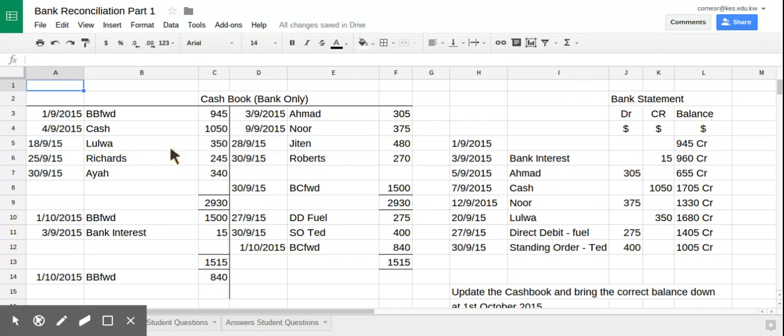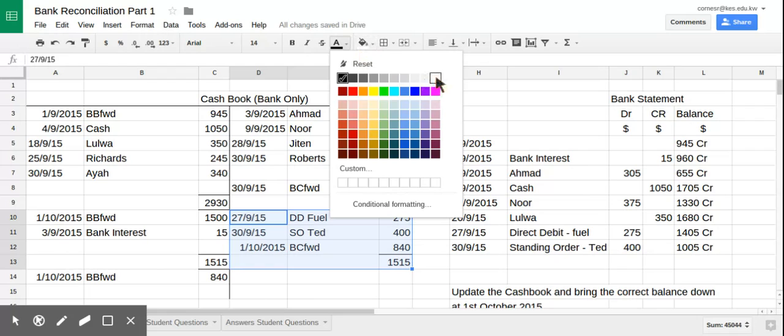Okay, first thing to do here, we've got an example of a cash book. Obviously, you're all used to it. When we receive money, we're putting a debit entry because that's money coming into the bank. And when we lose money, we put in a credit entry, and we do that because that's money leaving the bank.